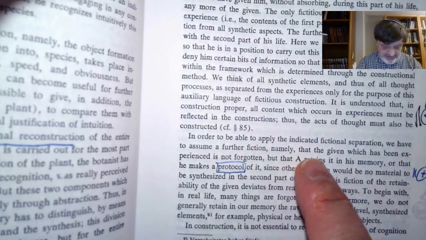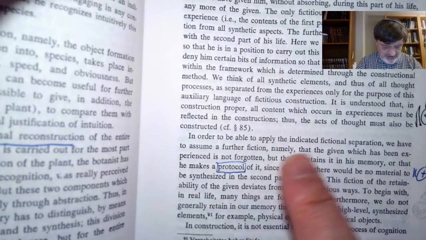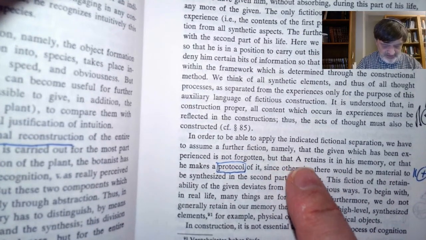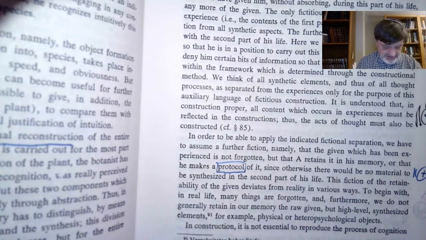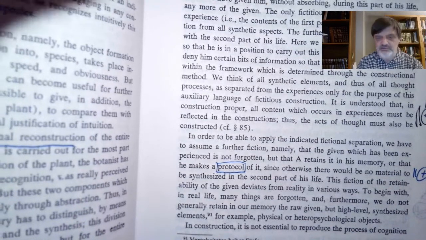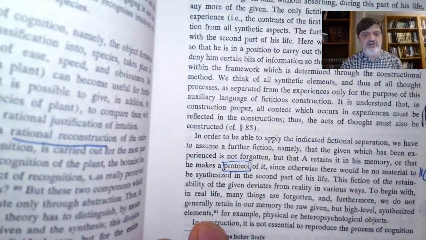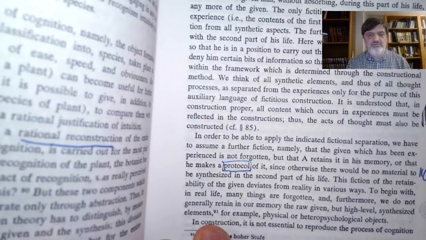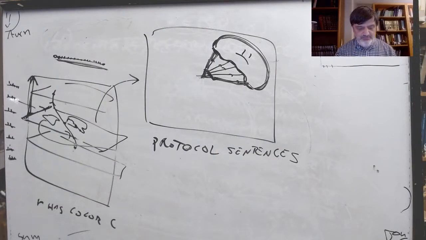In order to apply the indicated fictional separation, we have to assume a further fiction, namely, that the given which has been experienced is not forgotten, but that A retains it in his memory, or that he makes a protocol of it. So that's what Neurath and Carnap are arguing about: what kind of sentences would go in that protocol.